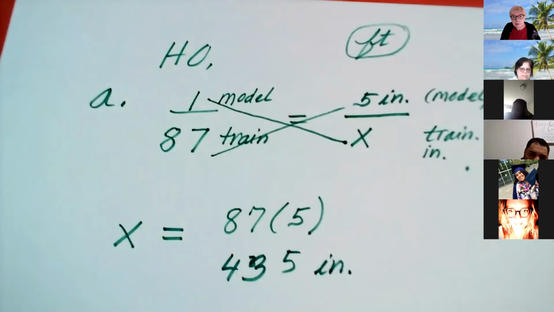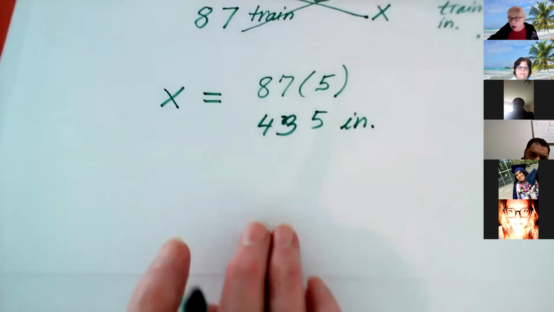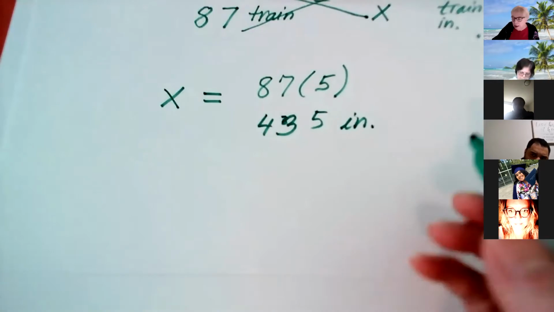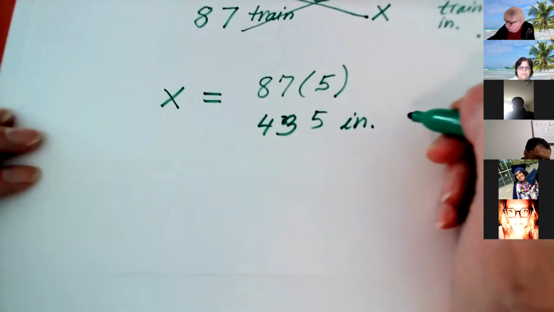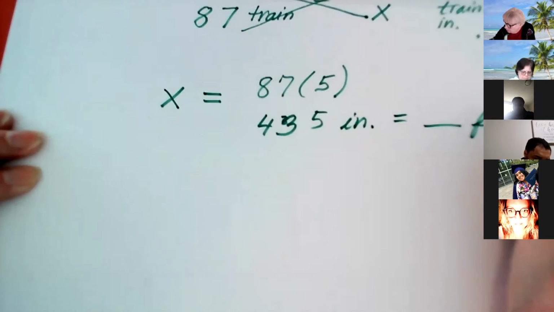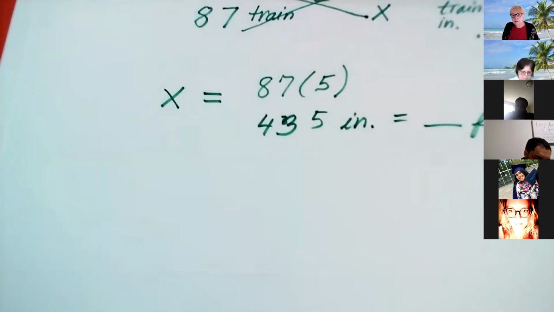So once you get to here, you divide by 12. You've got to get it into feet. So you divide 435 by 12, and then you get the amount of feet. Yes. That's how I did it. We haven't done this. Is it clear that you have to divide?